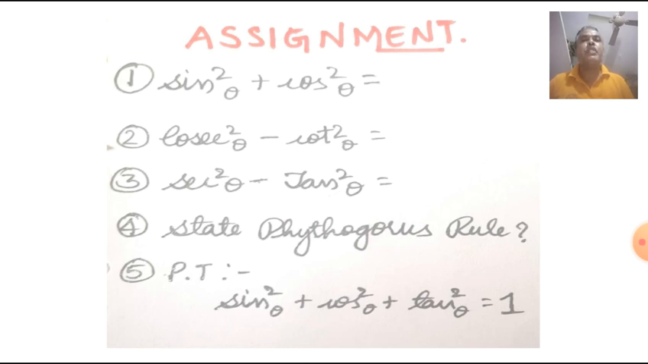Fifth is a proof. Prove that sin square theta plus cos square theta plus tan square theta is equal to secant square theta. That you have to do. So do all these problems, and send them to my personal WhatsApp number.